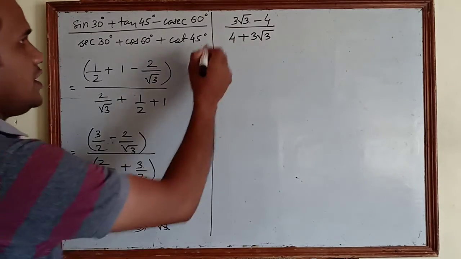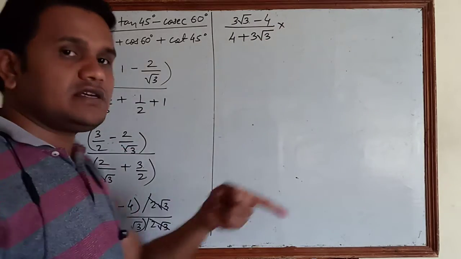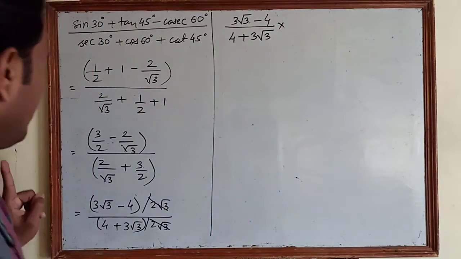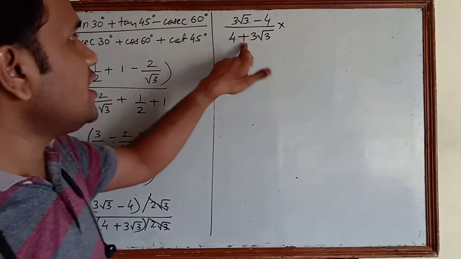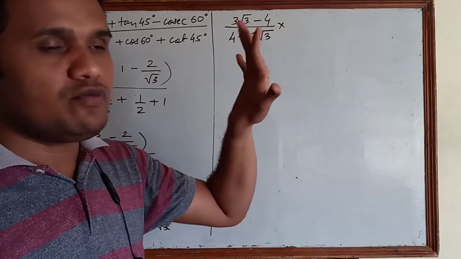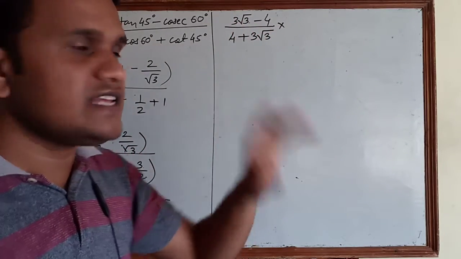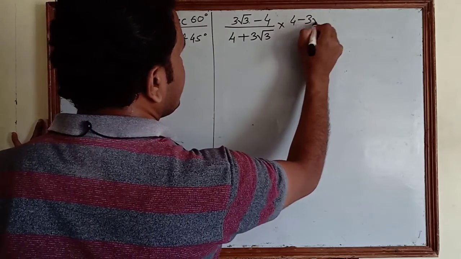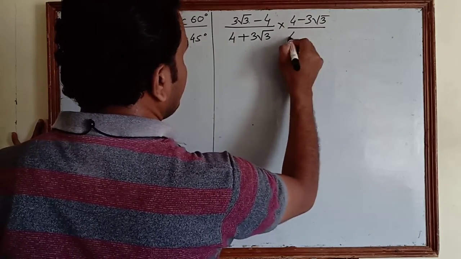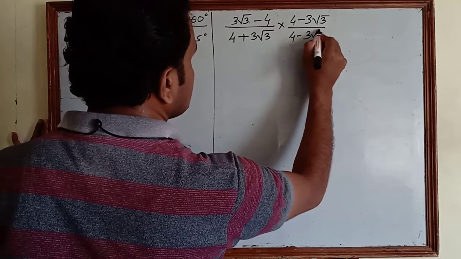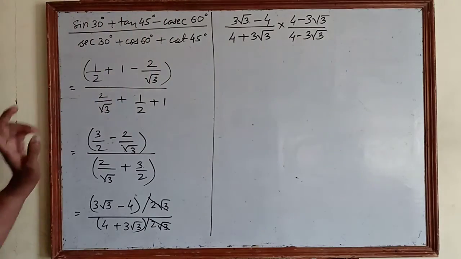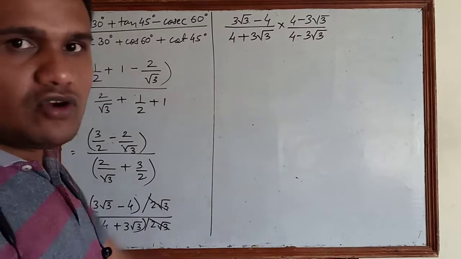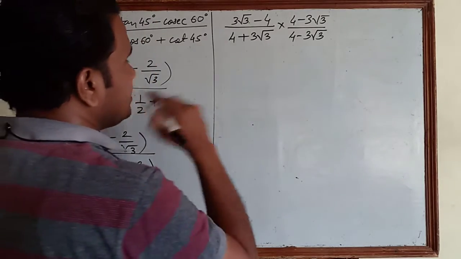This remains. Okay. Now, as we have done in the previous question also, what we have to do? We have to multiply the numerator and denominator, both by the rationalizing factor. Here it is 4 plus 3 root 3, so 4 minus 3 root 3. Okay. Now simply multiply the upper and lower terms. What will happen? See.